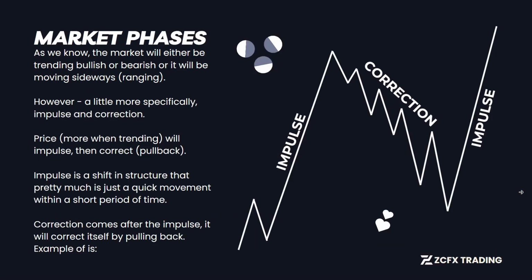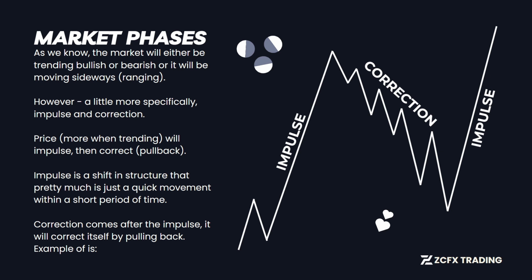Moving back, we have market phases. These are more towards the bonuses, but anyways, as we know, the market will either be trading up bullish or trading bearish, or it will be moving sideways, which is known as a consolidation market, a range bound market, or a ranging market. It's essentially just where it moves to the side. So you've got trending or ranging.